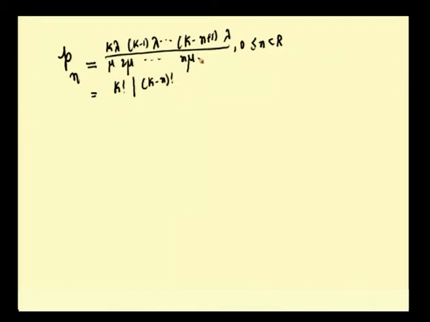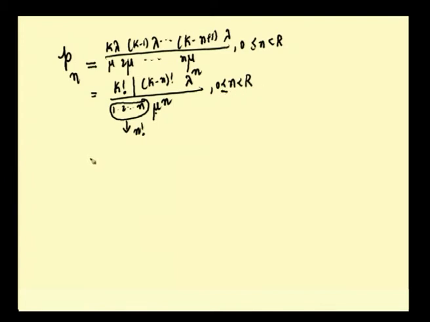And how many lambdas are there here? n of them. The product of n lambdas gives lambda power n, divided by, from the denominator, 1 into 2 into and so on up to n, and the mu is also taken n times in the product. So compactly, we write k factorial by k minus n factorial into lambda power n by mu power n, into the whole thing divided by n factorial. This is the case when 0 less than or equal to n less than R.